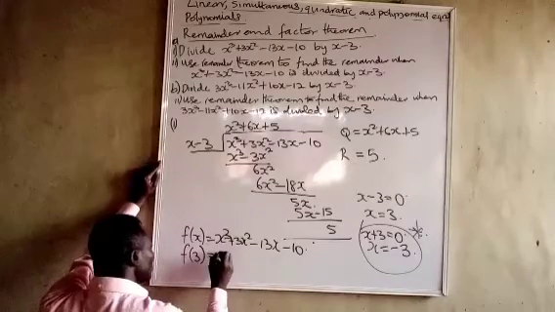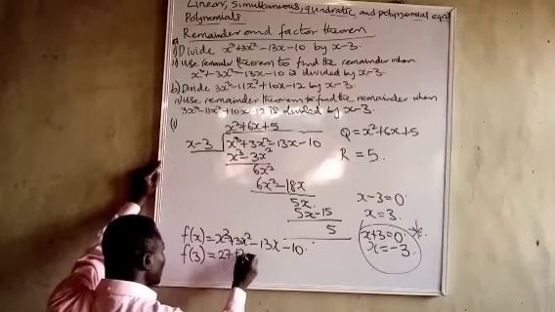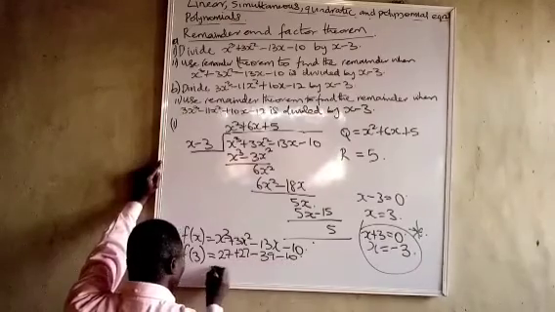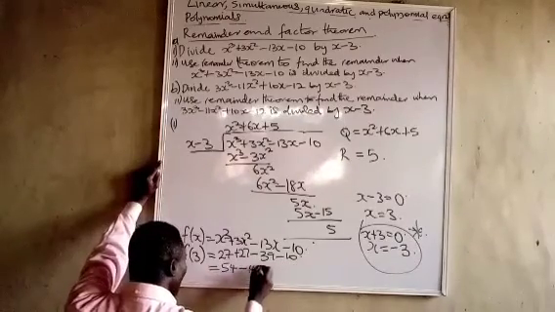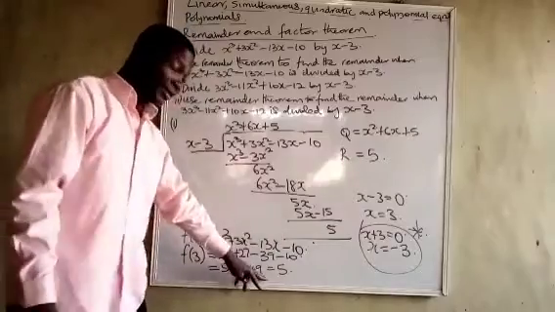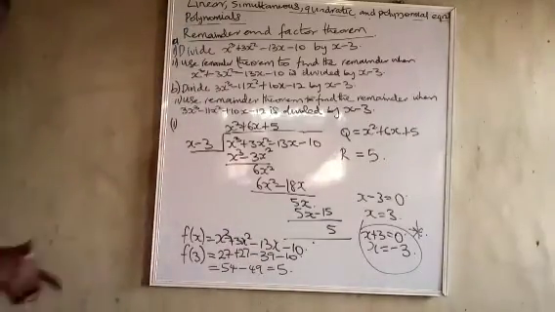For me, I like straight. So this one will be 27 plus 27 minus 39 minus 10. So that is 54 minus 49, and that is 5. You can see, I don't need to stress myself to go through all this. I get my answer straight. That's the joy of using the remainder theorem. Let's go to the next one.